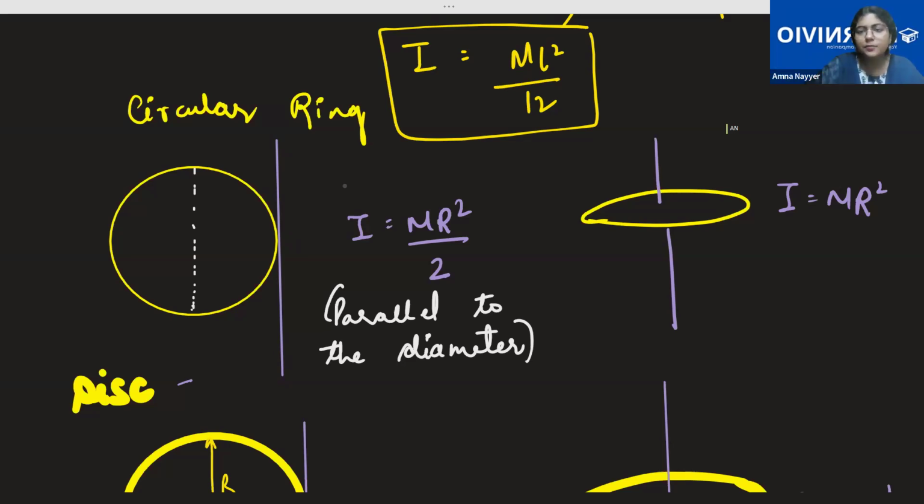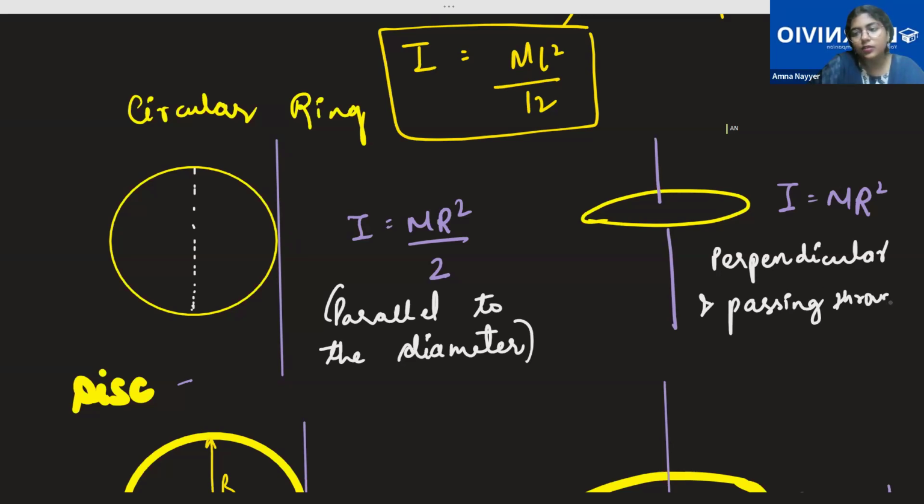And this one is perpendicular and passing through the center, which we have discussed as our first question. So these are the two which you have to remember for a circular ring. As modifications come, different axes and different points will be given to you, and you will see how this helps. First, you should know the basics.